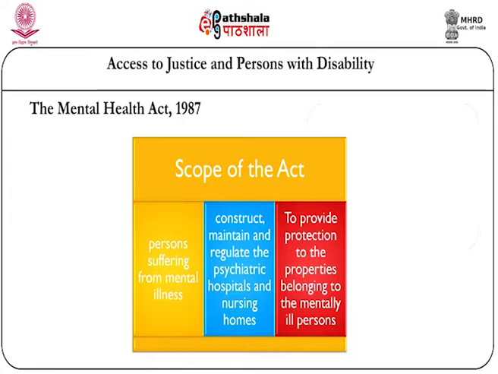Then the object of the act: it provides for the establishment of psychiatric hospitals and nursing homes for the treatment of persons with mental illness. In addition to establishment of the hospitals, it also provides protection to the properties of persons with mental illness. When we talk about mental illness, the person cannot take care of himself or his own property. So, there is a need for a higher level of protection to the property belonging to the person with mental illness.